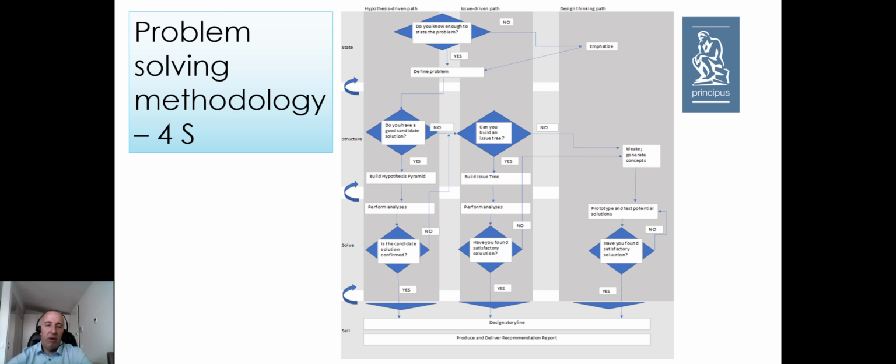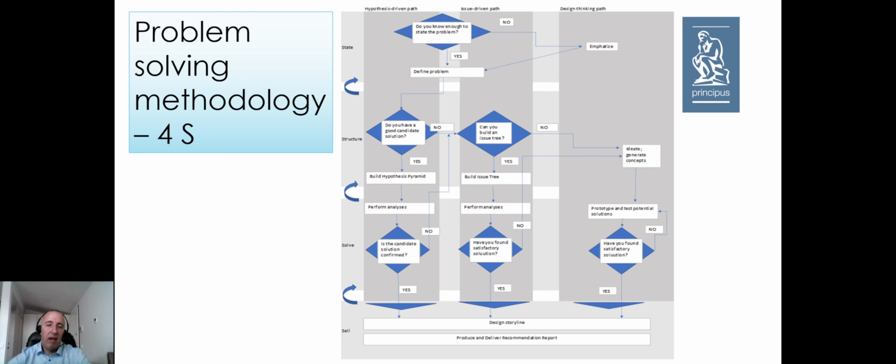Stage 3 is solving the problem. You can do this by performing the analysis required for the first two paths, the hypothesis pyramid and issue tree. And with prototyping and testing the solution, which is used in the design thinking path. And of course, the fourth stage, which is also very important, is selling the solution, focusing on the answer and who your audience is, not on how you solved the problem.